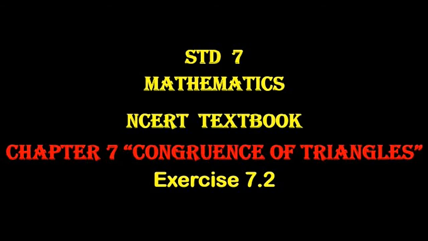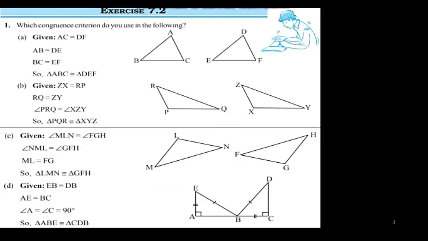Today in this session I will be discussing Standard 7 Mathematics NCERT textbook solutions for Chapter 7 Congruence of Triangles, Exercise 7.2. Exercise 7.2 question number 1. Which congruence criterion do you use in the following?